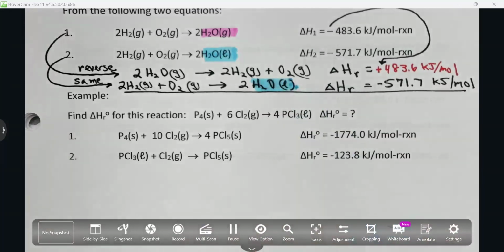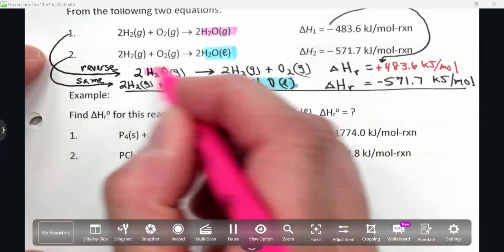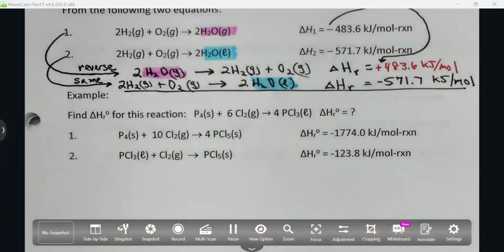I've got that there, and my number is correct. I have my H2O gas over here, and that numbers are correct. The rest of them are going to cancel. So the rest should cancel out.